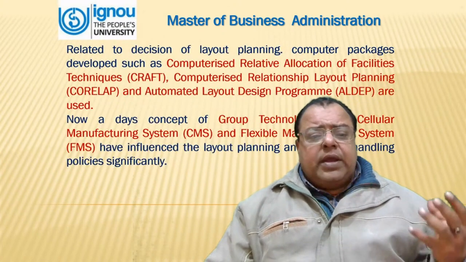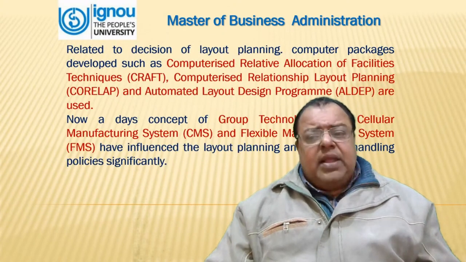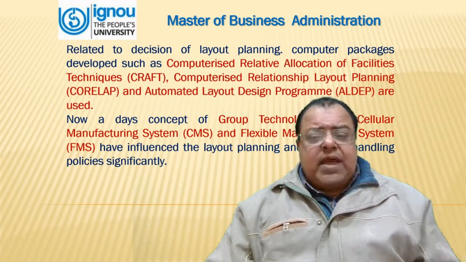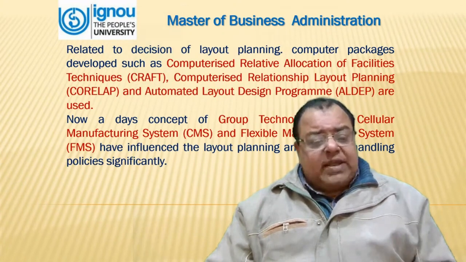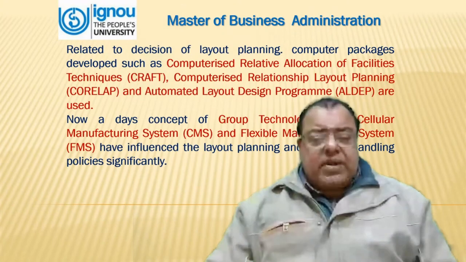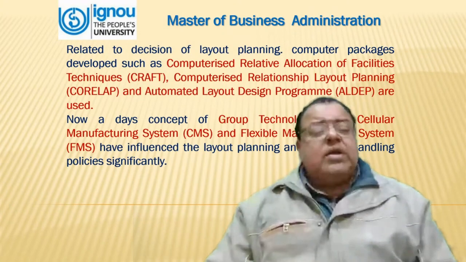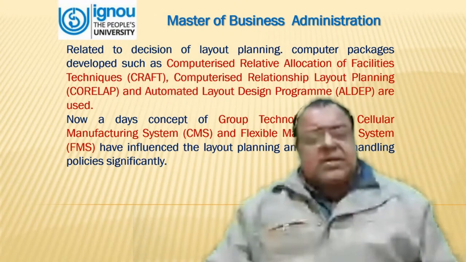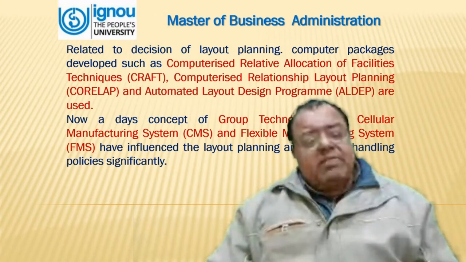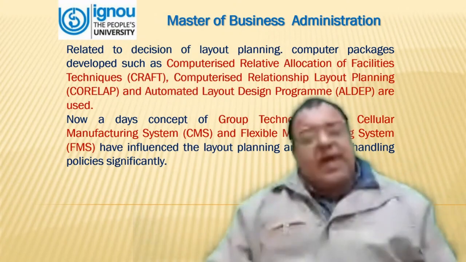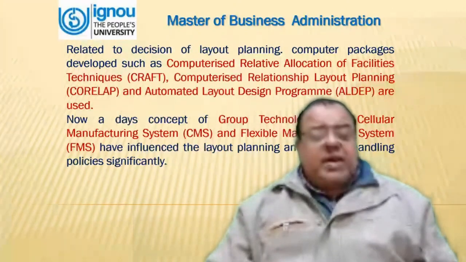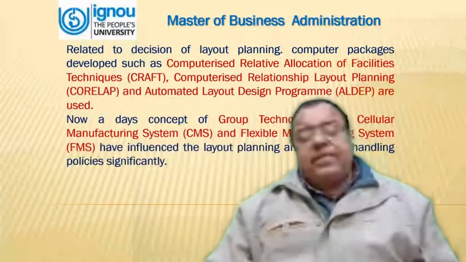Related to the decision of layout planning, computer packages have been developed, such as computerized relative allocation of facilities technique, that is CRAFT, computerized relationship layout planning, that is CORELAP, and automatic layout design program, ALDEP, are used. Nowadays, the concept of group technology, cellular manufacturing system, that is CMS, and flexible manufacturing system, FMS, have influenced the layout planning and material handling policies significantly.